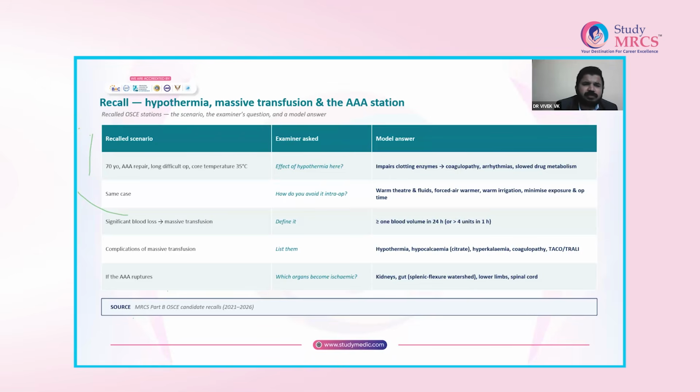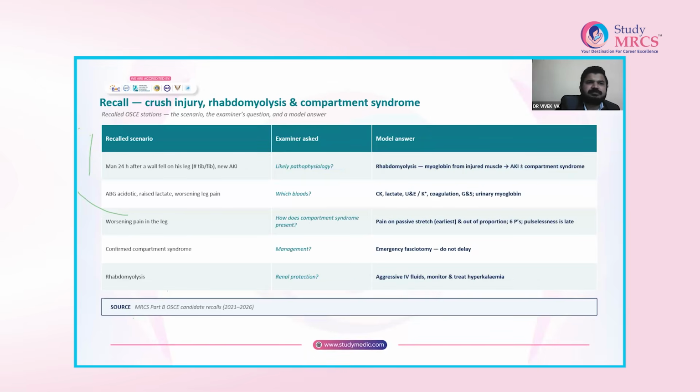If an abdominal aortic aneurysm ruptures, which organs become ischemic? The kidney and gut, and the lower limb and spinal cord will not get proper blood supply. Crush injury or rhabdomyolysis, what will be the pathology? Rhabdomyolysis releases myoglobin into circulation, which can cause acute kidney injury. ABG is acidotic with raised lactate. Which blood parameters do you have to check? The creatine kinase, the lactate, urine examination, and urinary myoglobin.